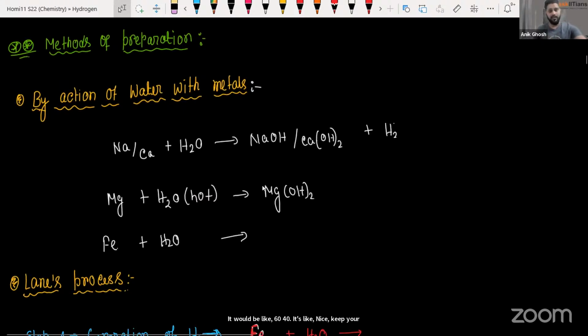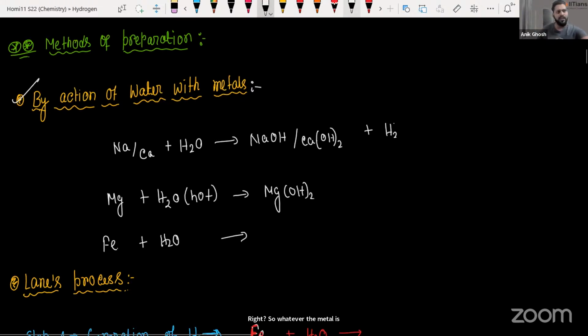Very simple methods are there, guys. You know about most of them. Now, what happens when metals react with water? You already know that when metals and water react together, you get metal hydroxides and hydrogen gas. Correct? So whatever the metal is, you would always get hydroxide and hydrogen.